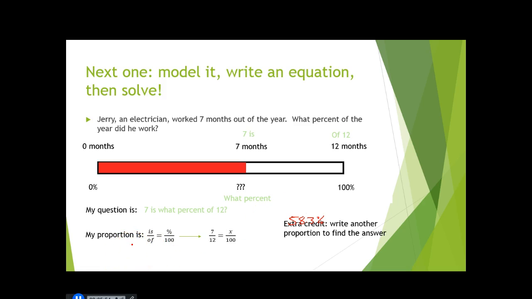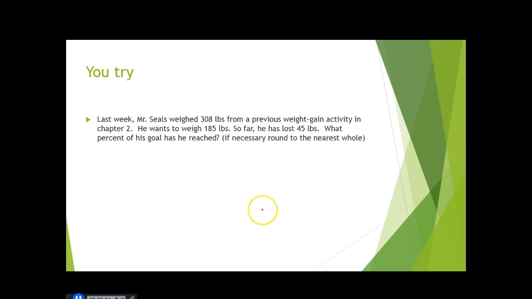And again, think about other ways you could set up this proportion problem. Instead of is over of equals percent over 100, what else could you do to get the same answer? So the next problem is, try this on your own.